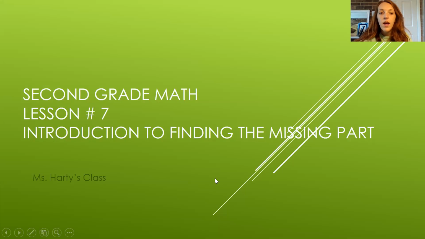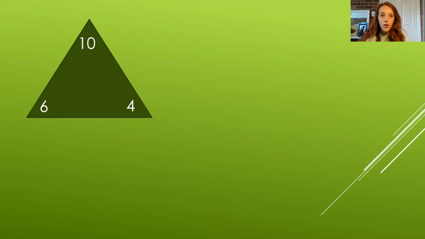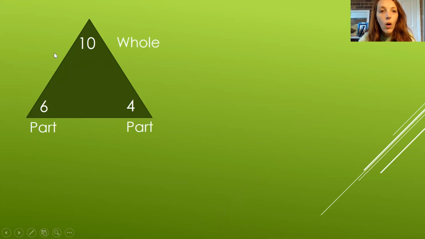Okay, second grade math. So we're going to be looking at fact families a little bit closer this week. So we're going to start out with a review. This is a fact family, and we can also look at it as a part whole with two parts making one whole number. So if we look at this triangle here, we have 10 at the top. 10 is our whole, and it has two parts, 6 and 4. And we know that when we put those two parts together, 6 and then 4 more, it's going to make our whole of 10. So 6 and 4 make 10. 6 is a part, 4 is a part, 10 is a whole.